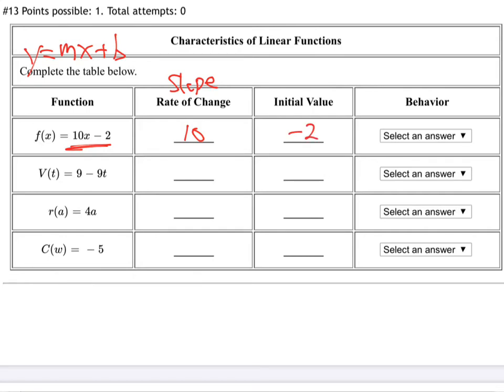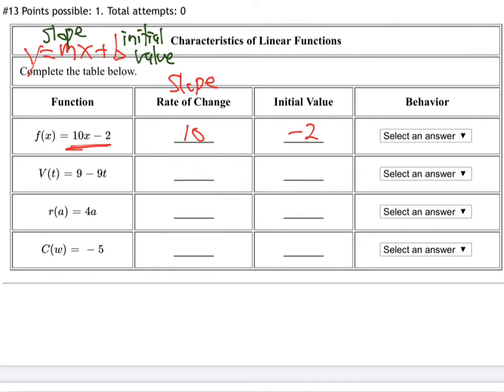That's the -2. Yeah. So the first number is the slope. The number next to x is the slope, and the other number is the initial or starting value. I called it starting value, initial value, same thing.